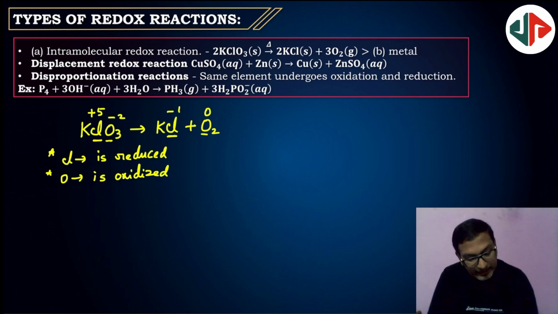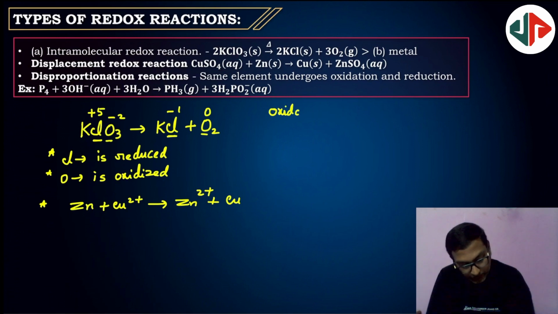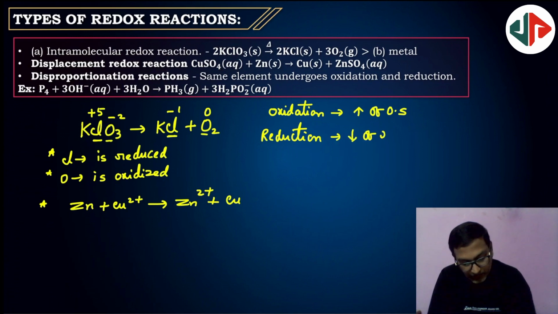Next, displacement redox. Here also it is the same. Zinc undergoes oxidation and copper, that means Cu2+, undergoes reduction. So simply, oxidation means an increase of oxidation state. Reduction is a decrease in oxidation state.